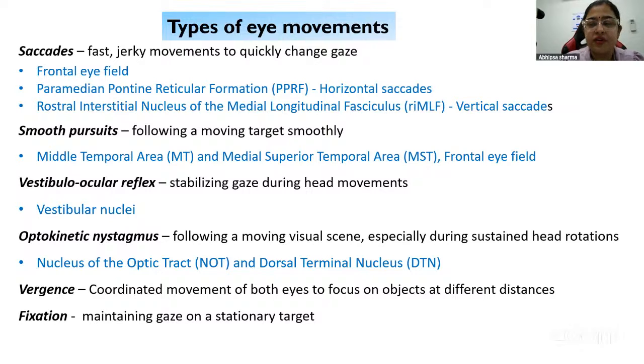The fifth type is the vergence movements, as I have discussed. These are coordinated movements. They help to focus on objects at different distances. Like if the object is coming from a distance towards you, towards near to you, that convergence movement will come and will try to focus on the near object that is coming near to you. And the sixth is the fixation. Fixation is basically just maintaining a gaze on a stationary target. So these are the 6 types of eye movements.